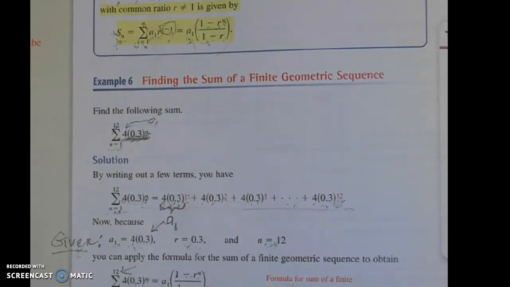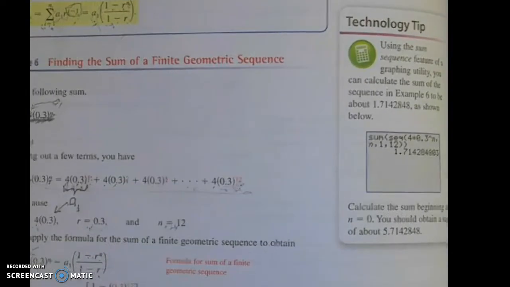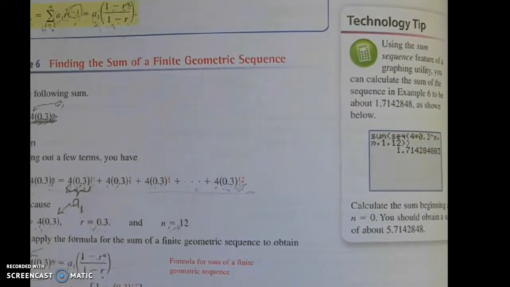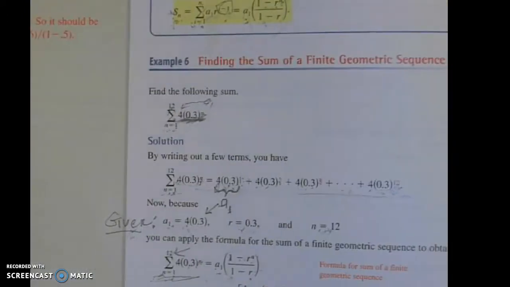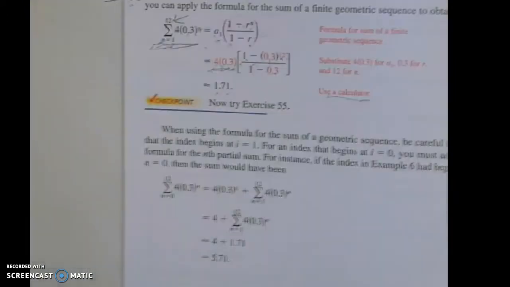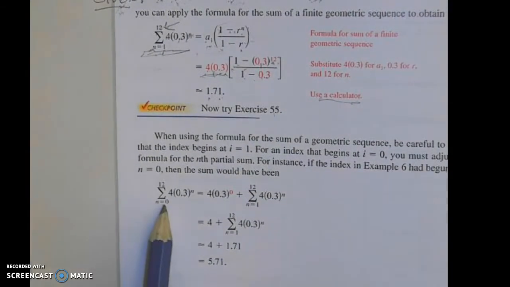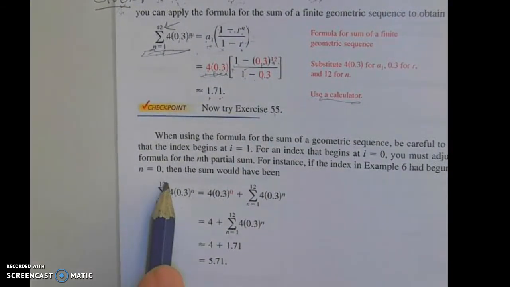Okay? Now, the next problem is very much like the previous problem, but instead of starting at 1 in the next problem, they start at 0. And when they do start at 0, then even though we're going to 12, look at how the end number is going to vary.